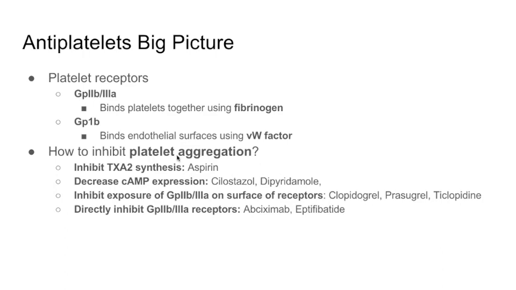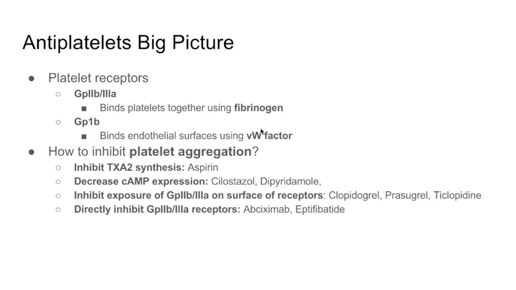GP2B3A and GP1B. 2B3A binds platelets together using fibrinogen. So if you have like two platelets, one platelet here, one platelet here, you have in the middle GP2B3A receptor and then fibrinogen in the middle. And then the second receptor is GP1B, and that binds the endothelial surface with the platelets. So the platelets kind of stick on the endothelial surface using von Willebrand factor.